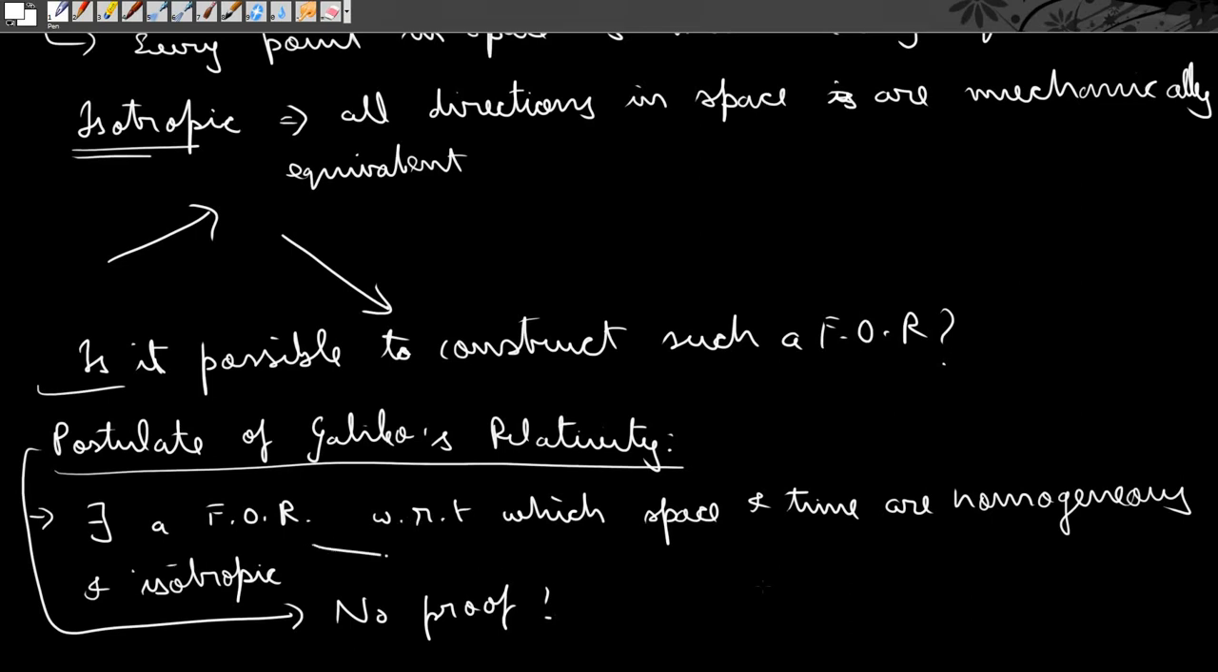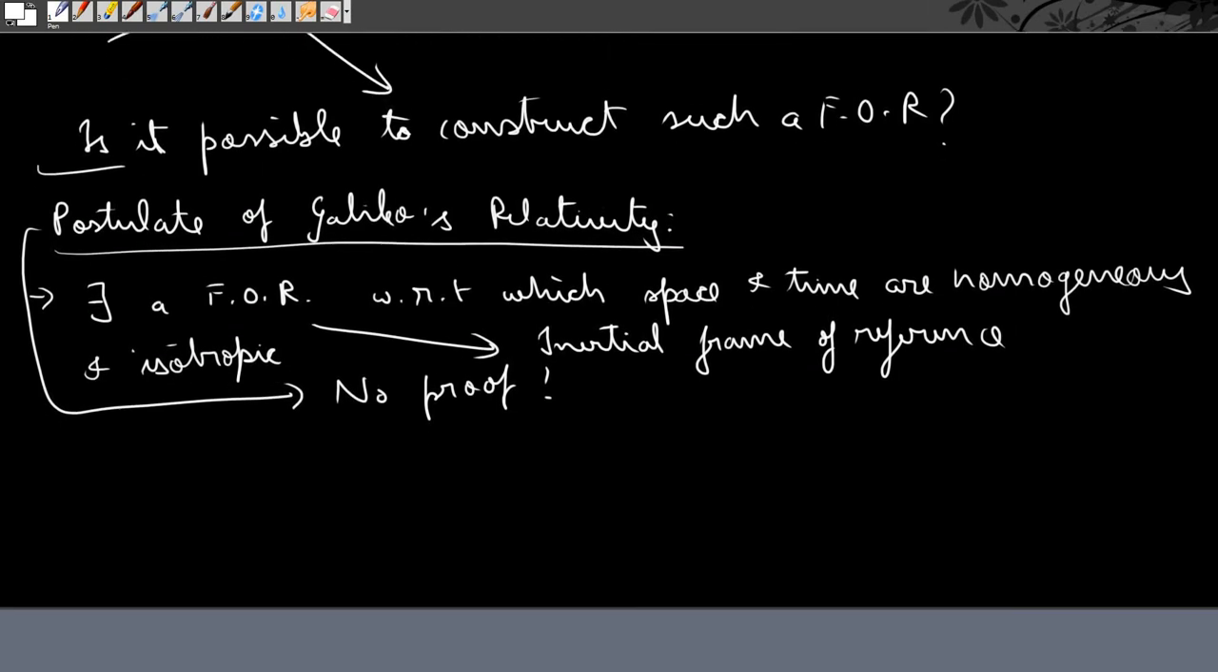Now, such a frame of reference is called an inertial frame of reference. This is important. So what is an inertial frame of reference? It's a frame of reference with respect to which space and time are homogeneous and isotropic. Okay, good.